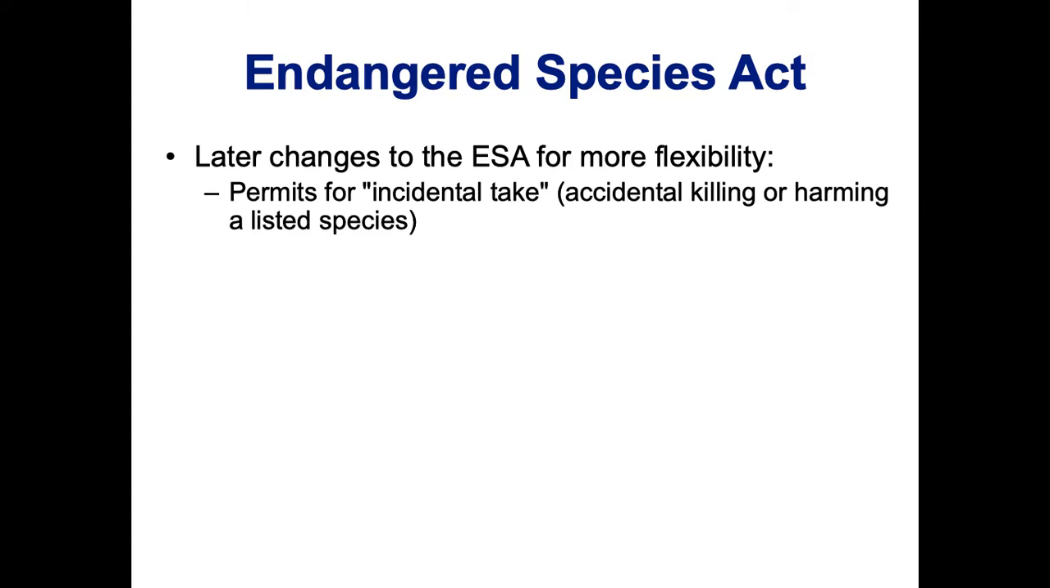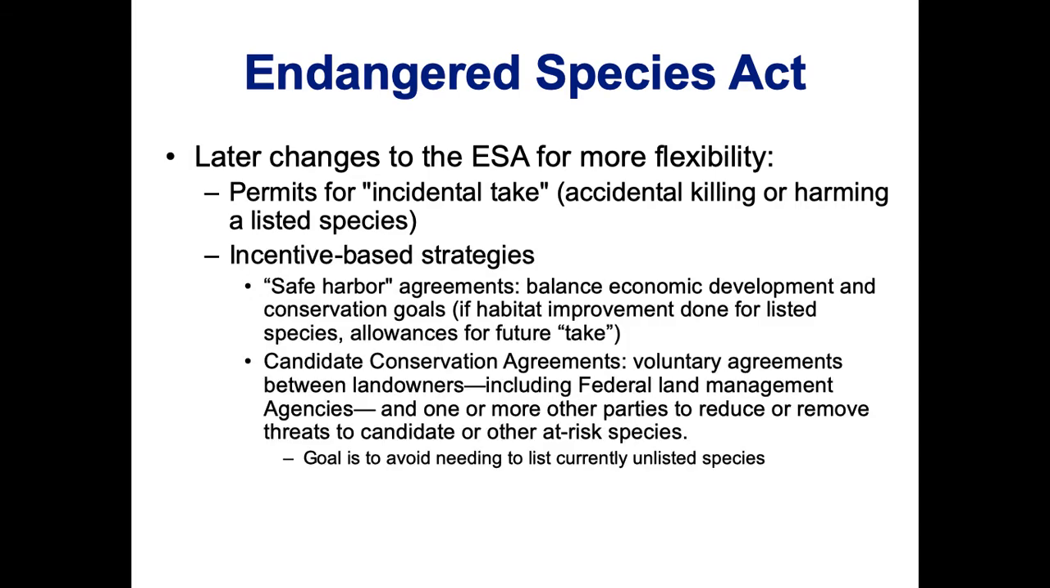So some of these changes for more flexibility, one of them includes permits for incidental take. So this is accidental killing or harming of a listed species. And for some economic developments, they allow for this incidental take. Of course, it does have to be reviewed first, so they have to have this permit ahead of time.